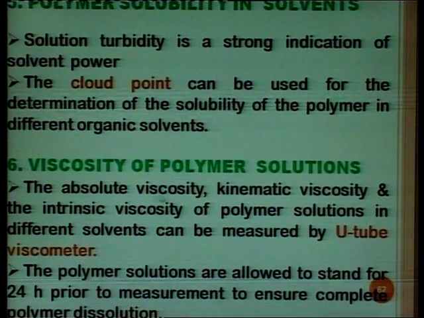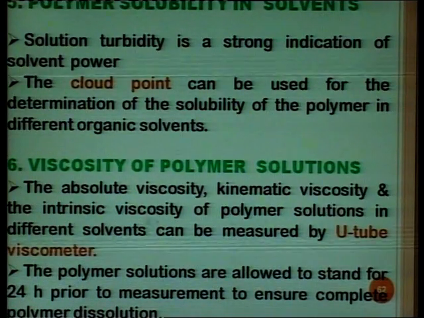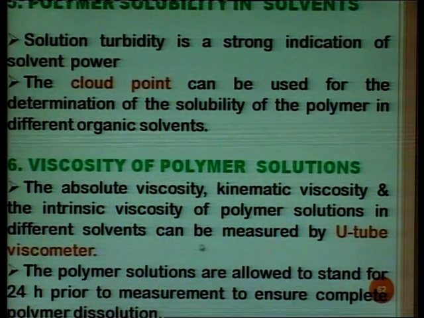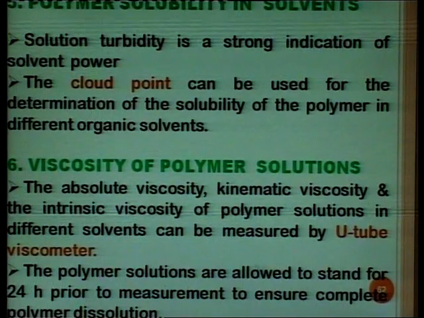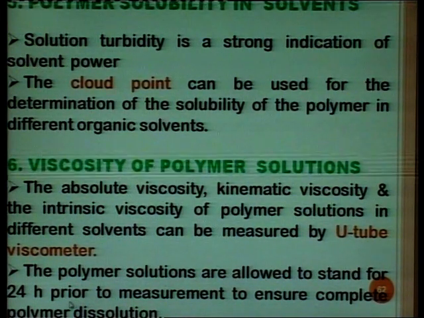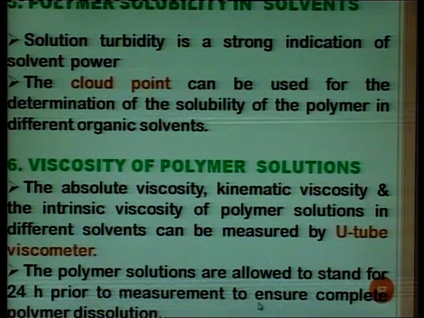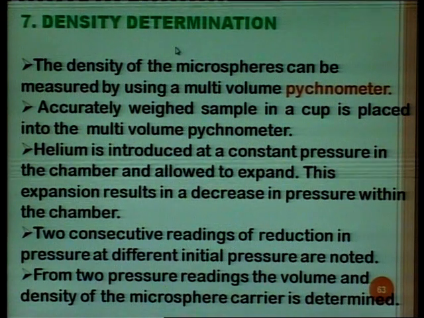So absolute viscosity, kinematic viscosity, and intrinsic viscosity of polymer solutions in different solvents can be measured by a U-tube viscometer. In this, polymer solutions are allowed to stand for 24 hours prior to measurement to ensure complete polymer dissolution. So this is the density determination method.